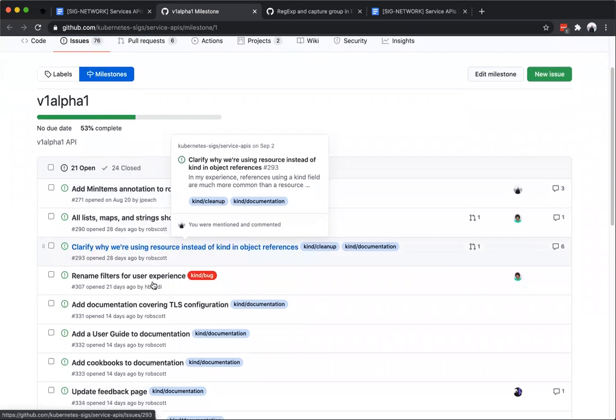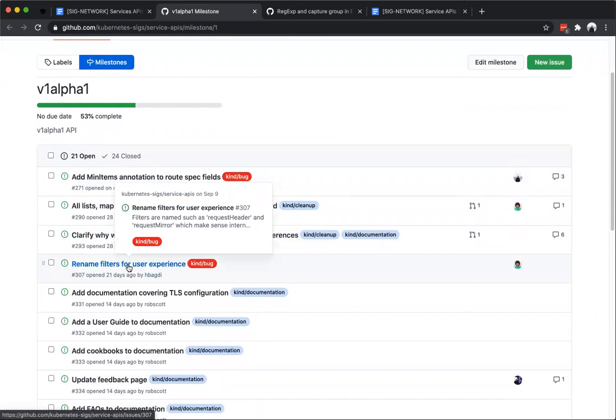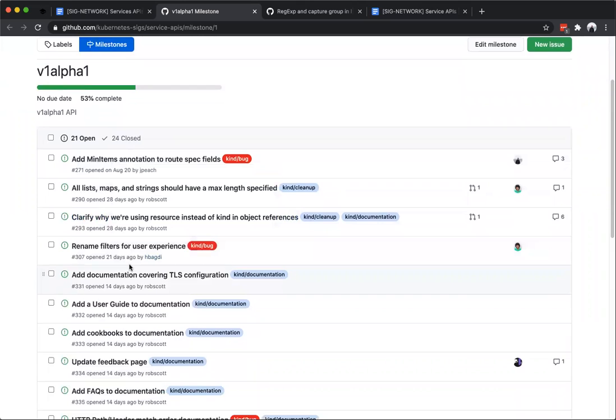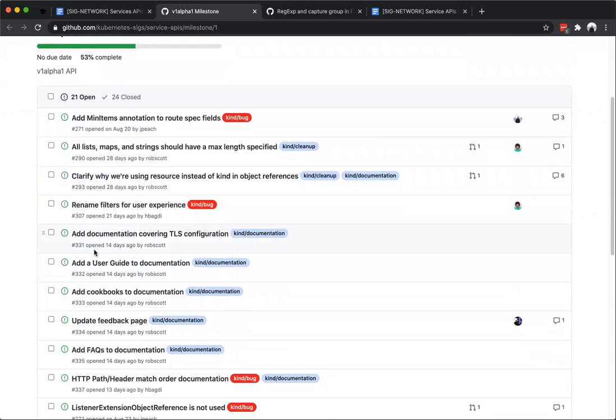I think this is a really tiny one, right, Harry? Yeah, that's a tiny one. I need to get around to it. Okay, good. Lots of documentation ones here.